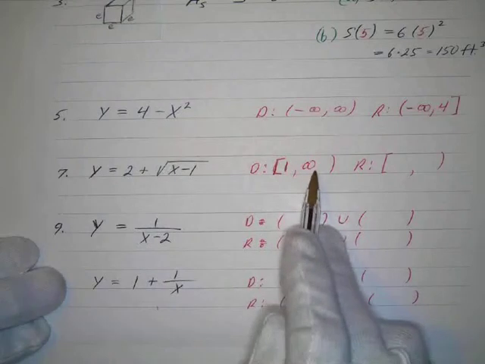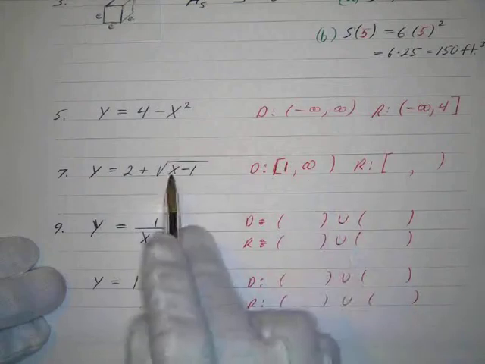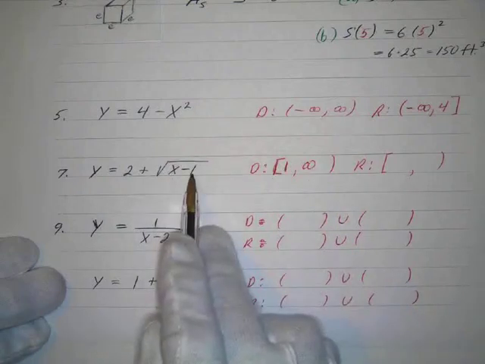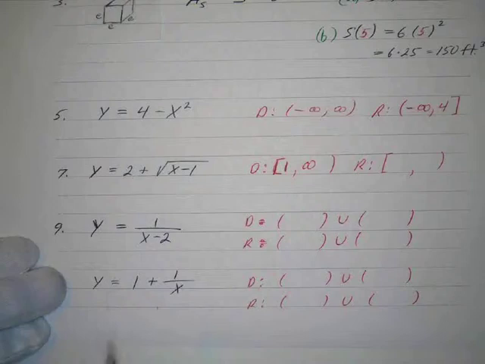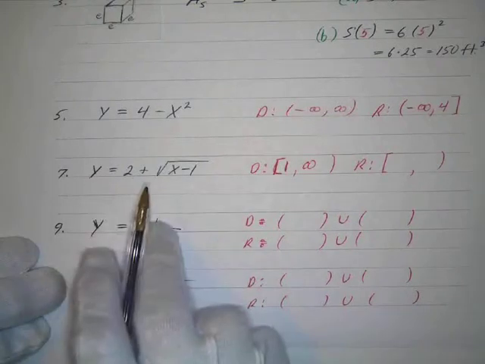Like if x was 5, 5 minus 1 is 4, square root of 4 is 2, 2 plus 2 is 4, so it's going to get bigger. So the smallest value I could have would be 2, so my range would be 2 to infinity.